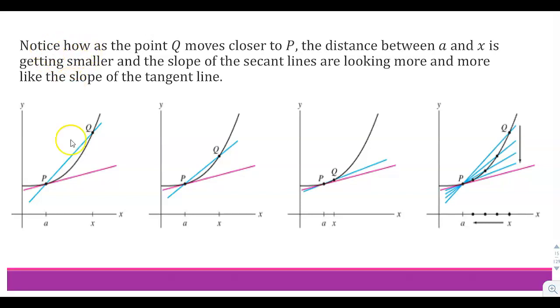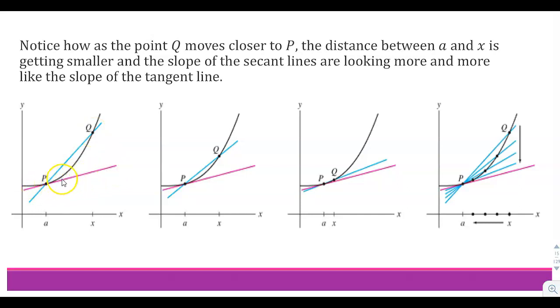So what we're going to do is observe over here on this first graph that we have this point P, and point P has a tangent line running through it. And then we have another point over here, Q, and so we have a secant line passing through P and Q. So the goal is to find the slope of the tangent line, this line here.